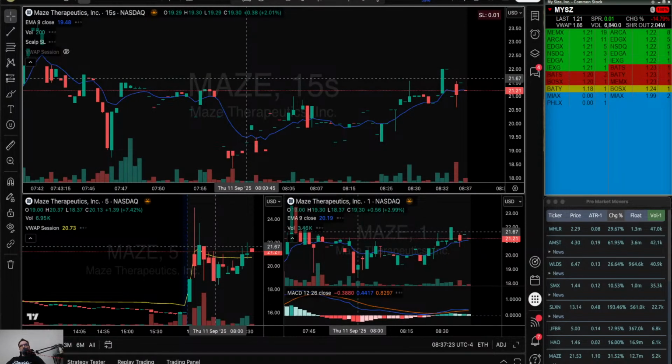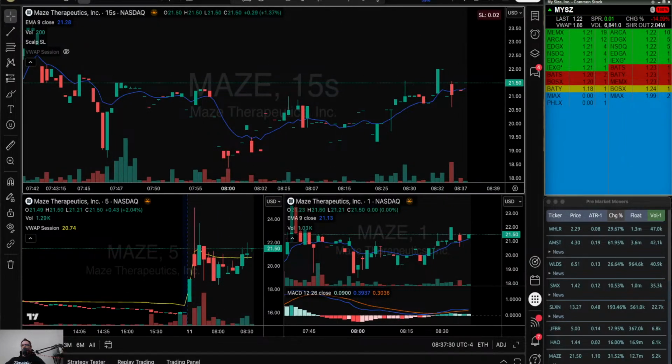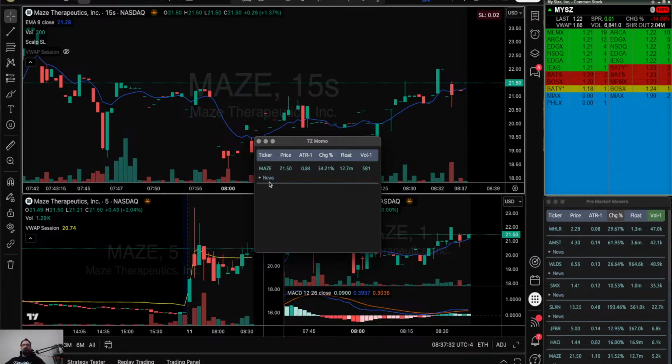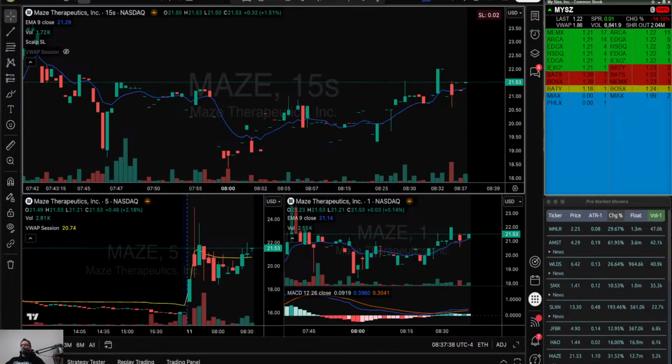Maze popped up on the Momo scanner. Yeah, there's some work I need to do on the Momo scanner. As you can see here, Maze popped up and it has a catalyst. Sometimes I don't even read the title. I just see catalyst, it's moving, and I jump in. But Maze is not moving.